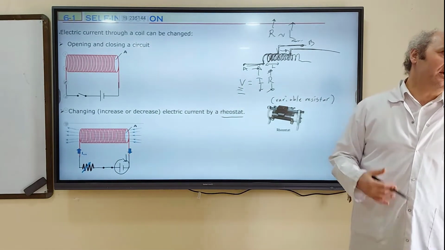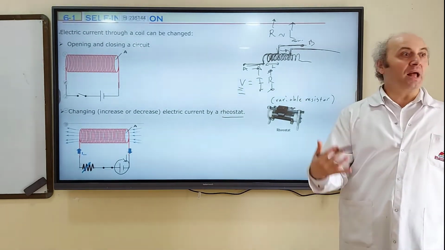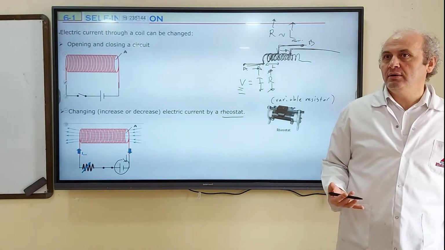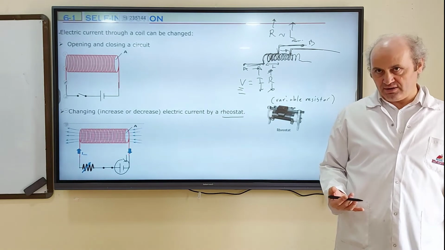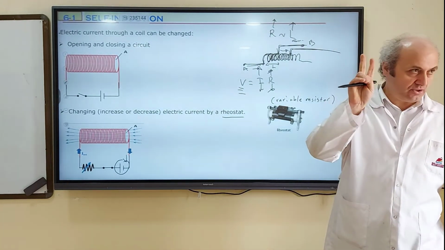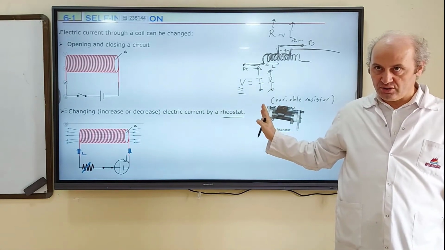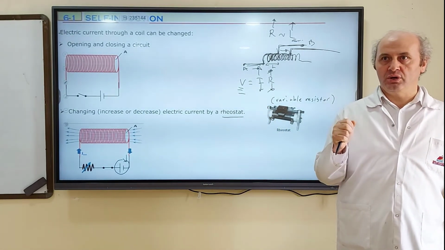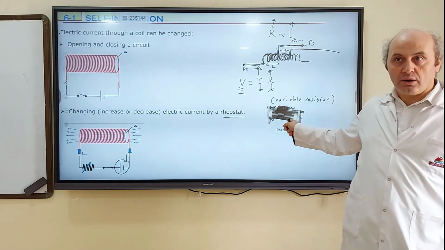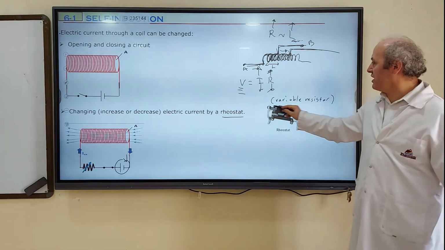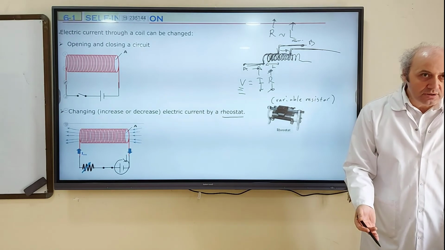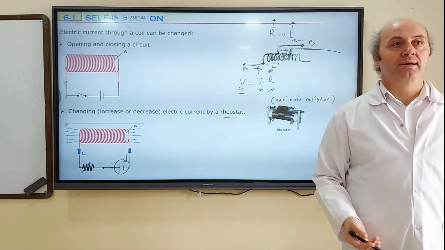And of course we know that if electric current changes, the applied field also changes. Then the coil starts to react to this applied field and produces an induced magnetic field, and we observe self-induction. We have two methods for self-induction. One of them is to use a switch: on, off, on, off, on, off. The second one is to use a rheostat. By moving the slide right and left, you make a change in resistance and in electric current. If electric current changes, of course, self-induction is observed.